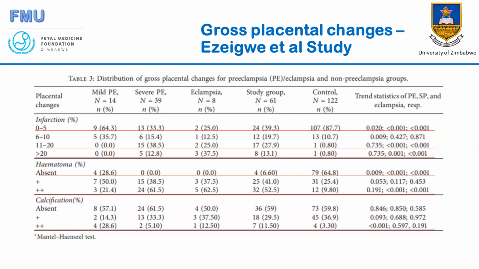So you can see as far as infarction, if it was between 0 to 5%, according to the p-values at the end there, they were all statistically significant for the mild preeclampsia, the severe preeclampsia, as well as the eclampsia.